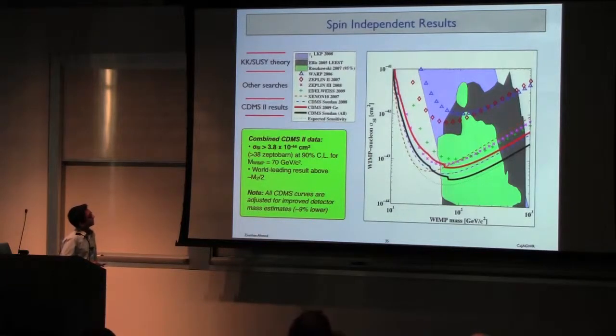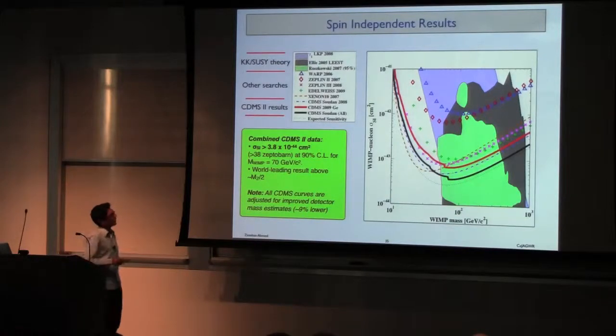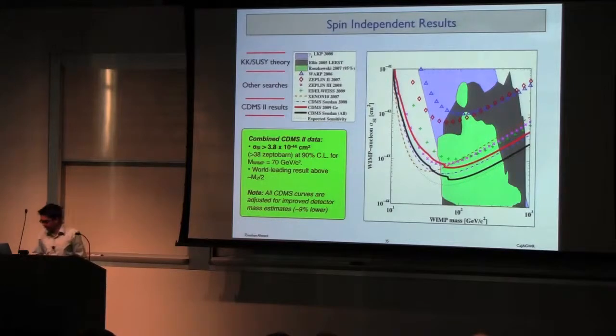In comparison, we have other results. So let's see. This was the previous CDMS results. So we've done better. We still have the world leading limit in this region above 45 GeV. And in comparison, we have over here the orange line is Xenon 10. And once again, the shaded regions are theory preferred regions, including, I think on this plot, we also have a Kaluza-Klein model. Okay.